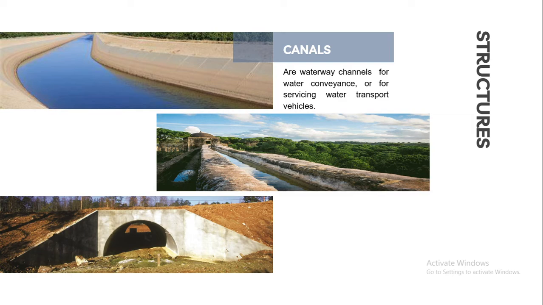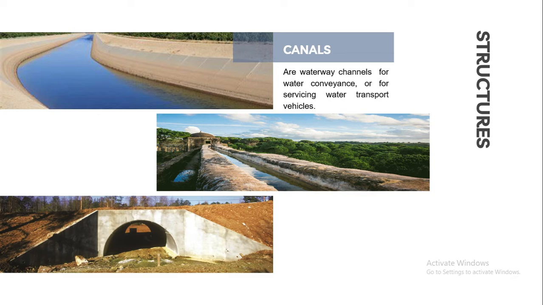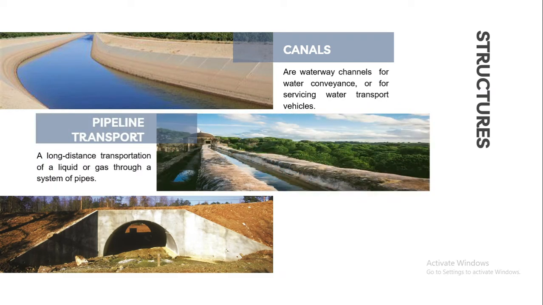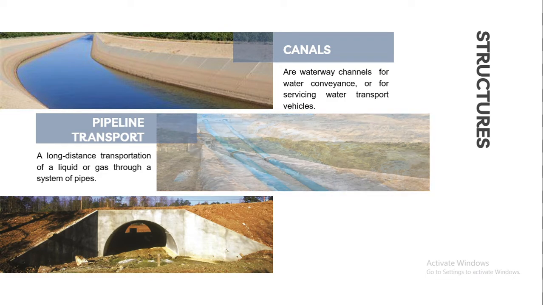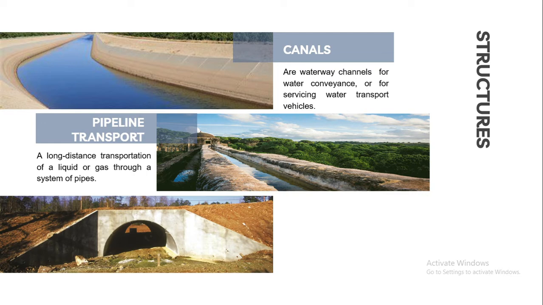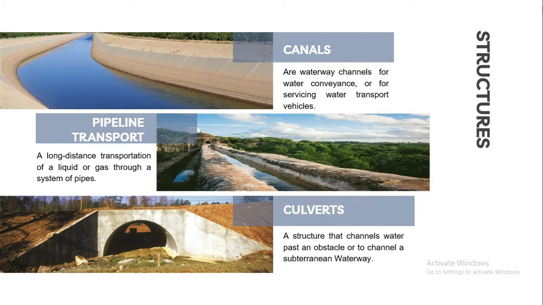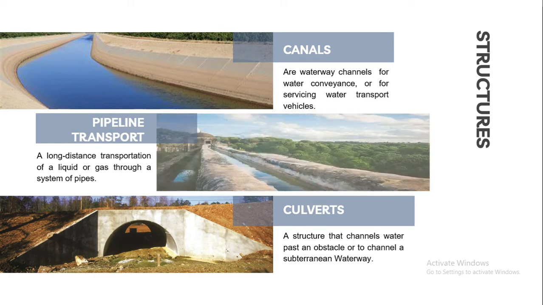Next are the canals. These are waterway channels for water conveyance or for servicing water transport vehicles. Next is the pipeline transport. It is a long-distance transportation of a liquid or gas through a system of pipes, a pipeline, typically to a market area for consumption. And lastly are the culverts. It is a structure that channels water past an obstacle or to channel a subterranean waterway.